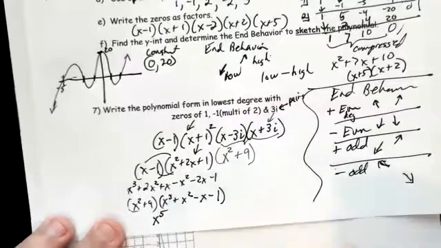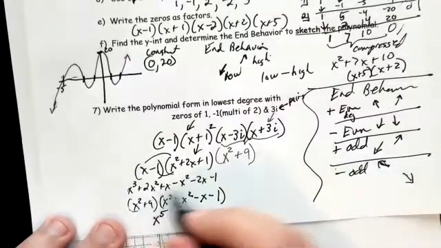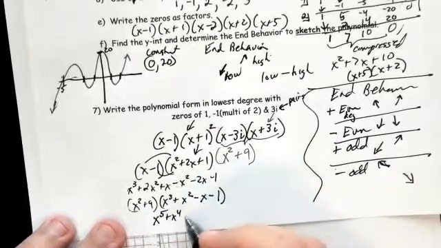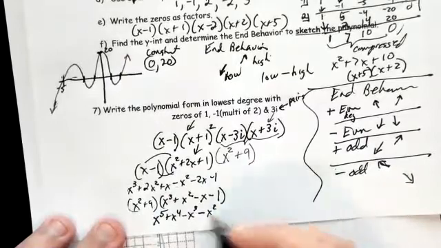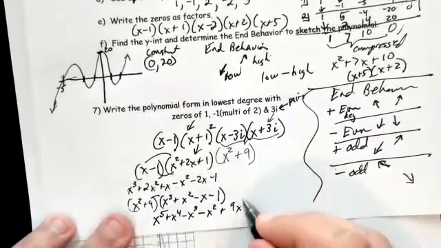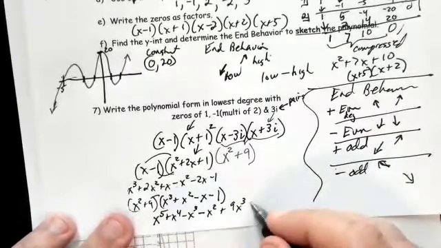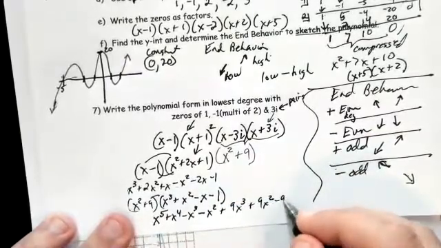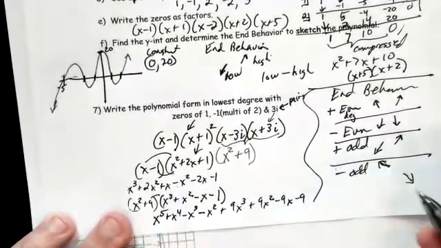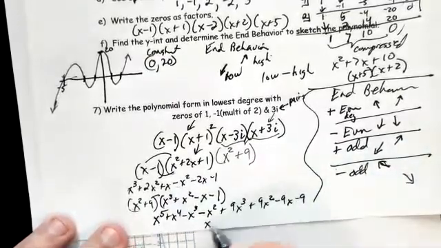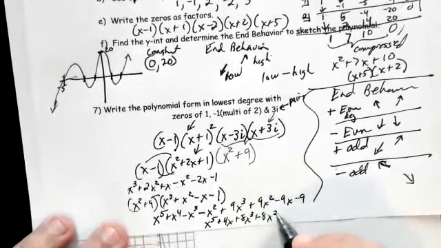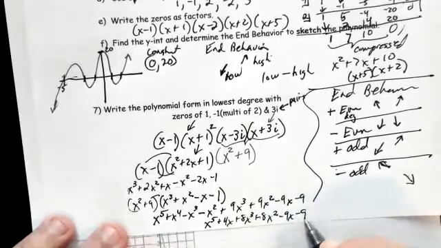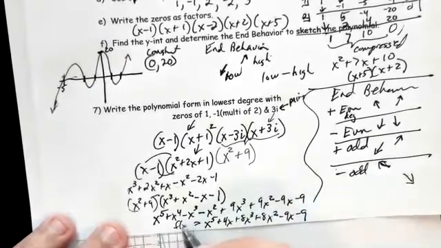So that'll give me x to the 5th plus x to the 4th minus x cubed minus x squared. Now the 9 through: 9x cubed plus 9x squared minus 9x minus 9. And then put everything together. x to the 5th plus x to the 4th plus 8x cubed plus 8x squared minus 9x minus 9. And that is my f of x.